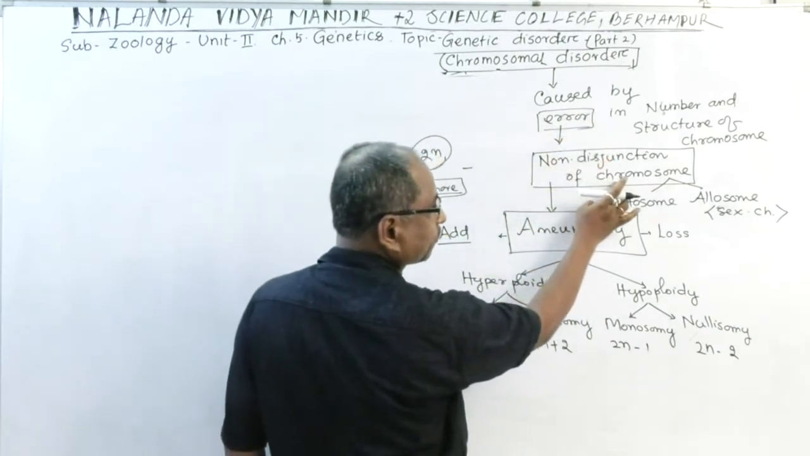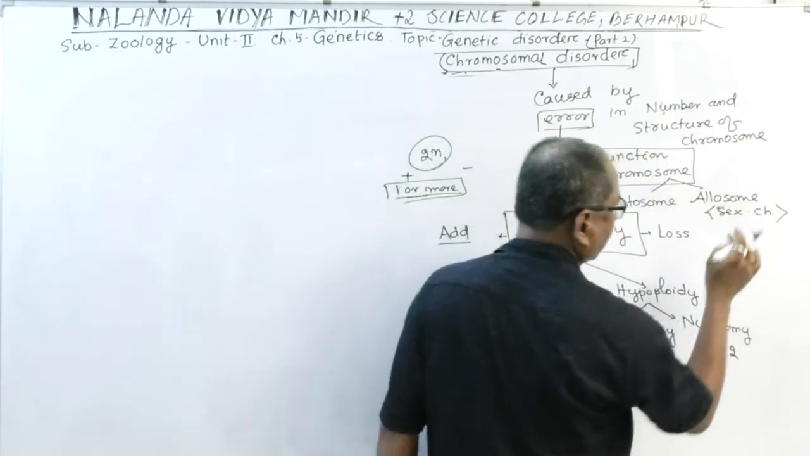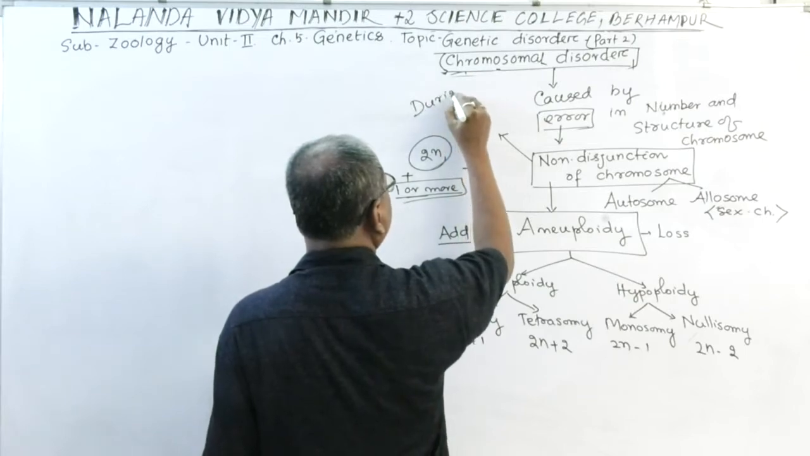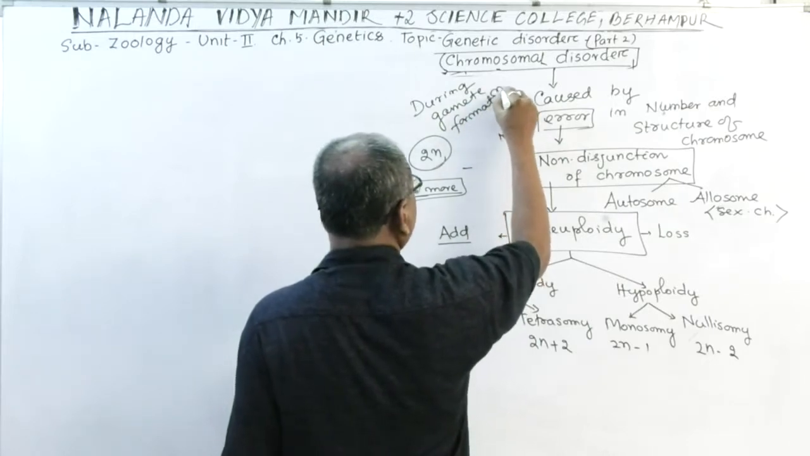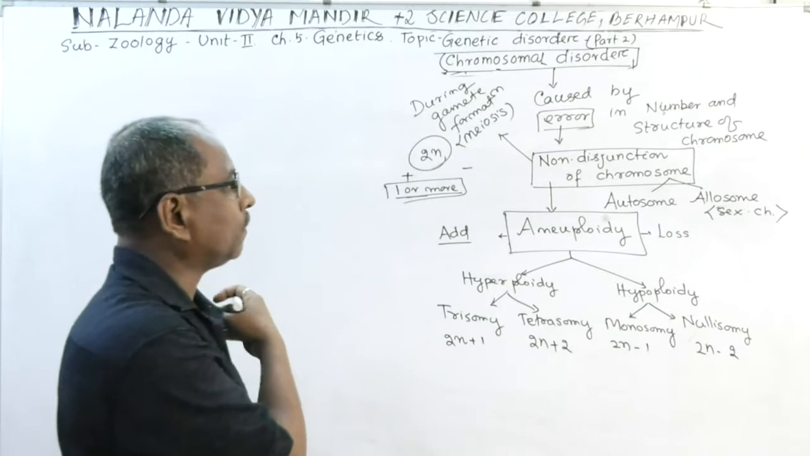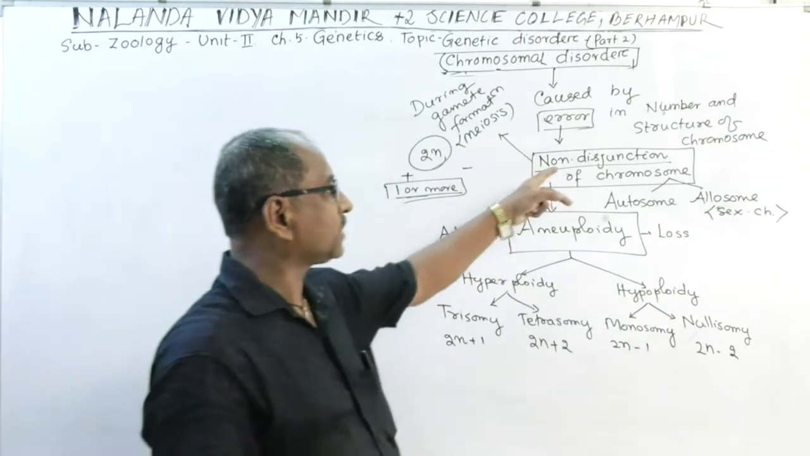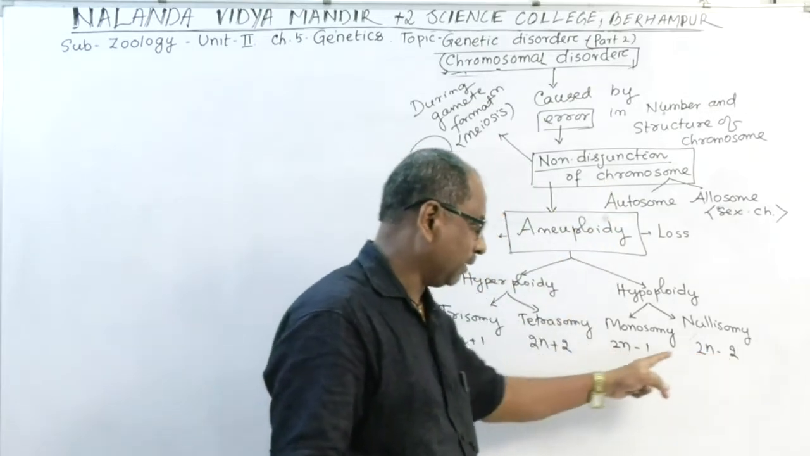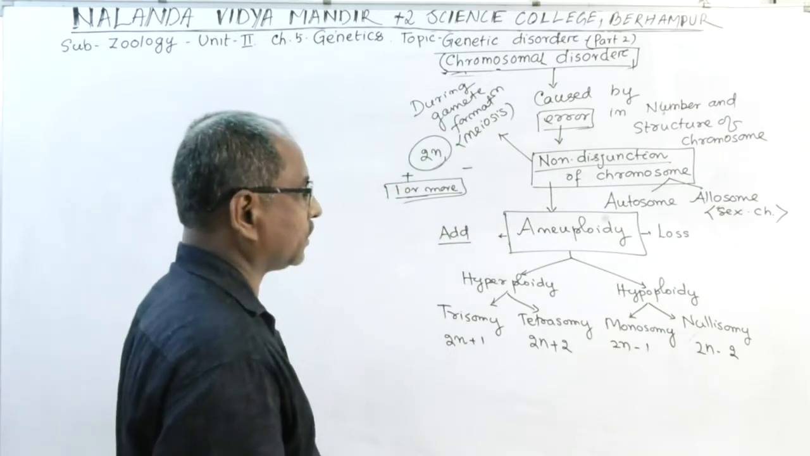Again, this chromosomal disorder is caused by the error in number and structure of chromosome. The error is due to non-disjunction of chromosome, which may be autosome or allosome, and this non-disjunction takes place during the gamete formation. During gamete formation, that means during meiosis in germ cells, when the chromosomes are unequally separated, the gametes are produced with some abnormal chromosome number. This abnormal chromosome number may cause chromosomal disorder.